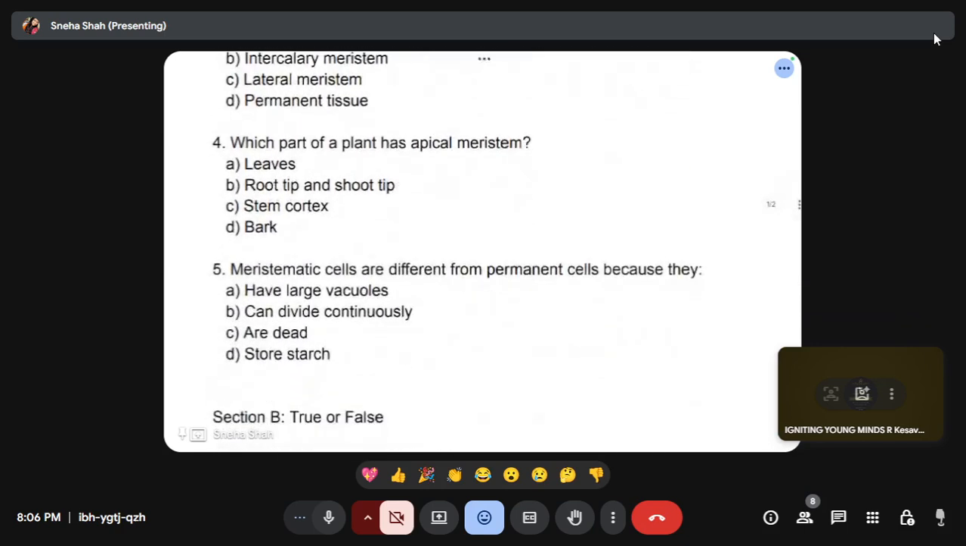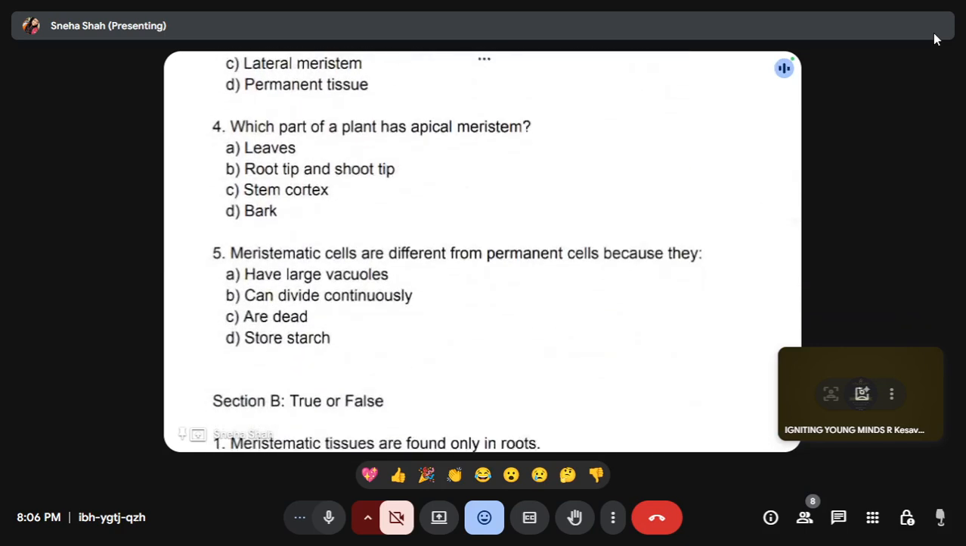Yes, ma'am. So which part of a plant has apical meristem? Root tip and shoot tip, because it is always present at the tips. So even apical meristem is present at the outward tip of the roots where it grows inside the soil. Understood? It's not only present in the stem, it is also present in the root tip which has to grow into the soil. What do you mean by stem cortex?